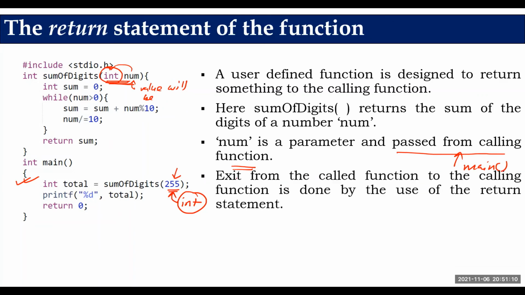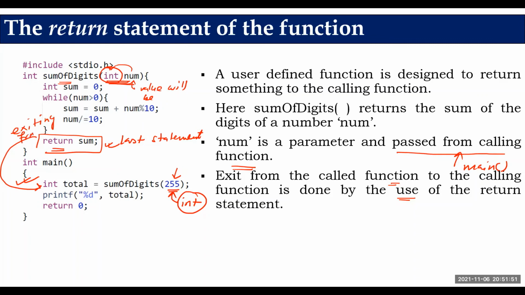Next, exit from the called function. Who is the called function? Sum of digits is the called function, correct? Exit from the called function to the calling function is done by the use of the return statement. That's why I told you that the return statement should be the last statement of the body of the function. So nothing is left for execution, everything has been executed. So it is also called exiting.